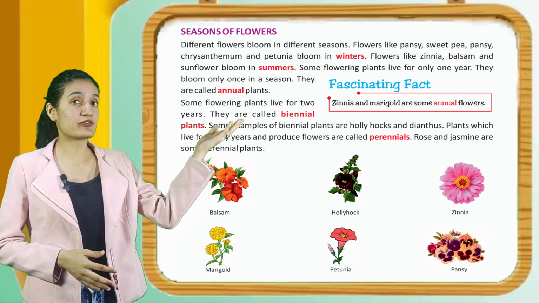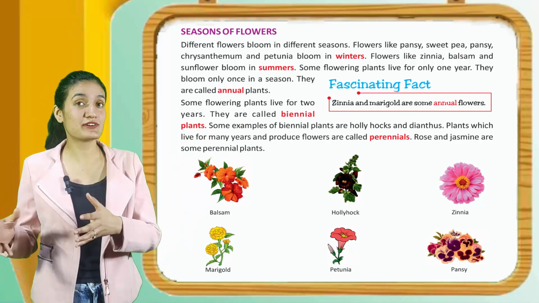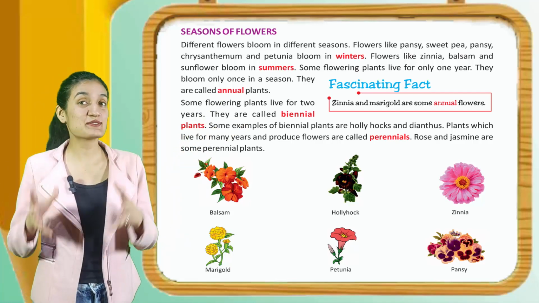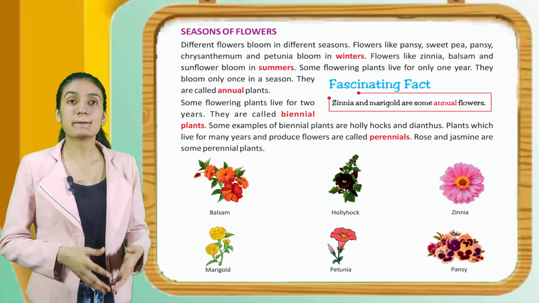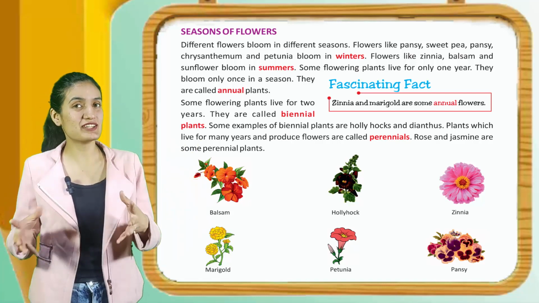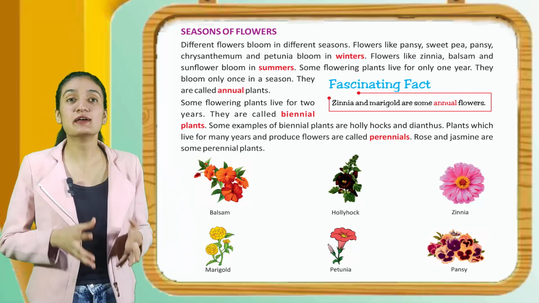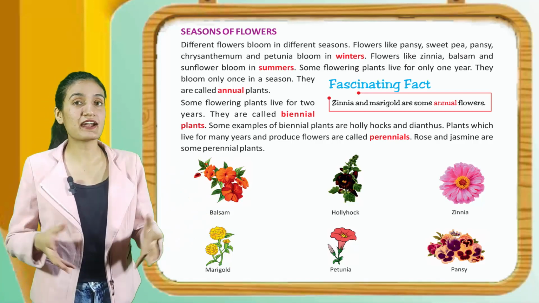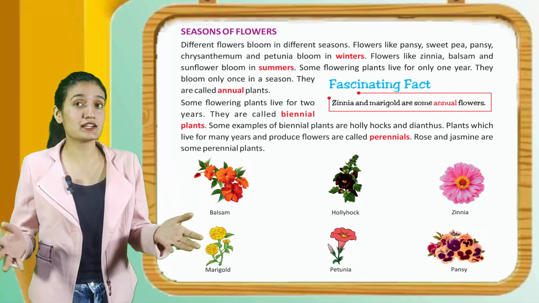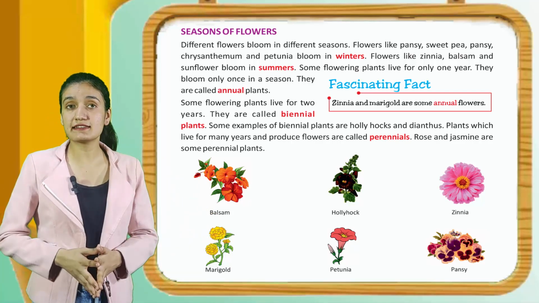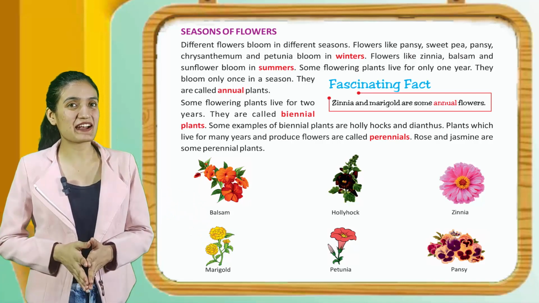Now, seasons of flowers. Different flowers bloom in different seasons. Flowers like pansy, sweet pea, chrysanthemum and petunia bloom in winters. Flowers like zinnia, balsam and sunflowers bloom in summers. Some flowering plants live for only 1 year. They bloom only once in a season. They are called annual plants.